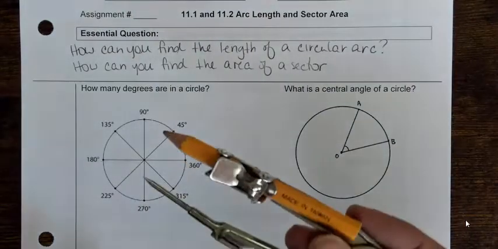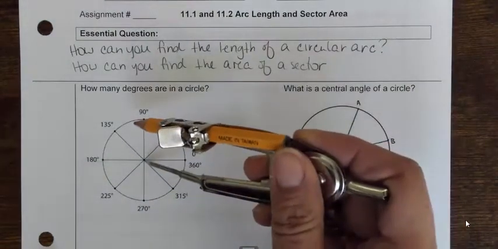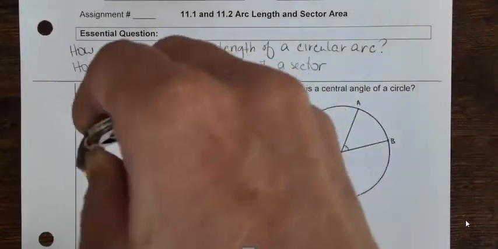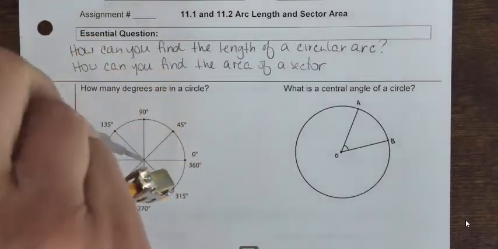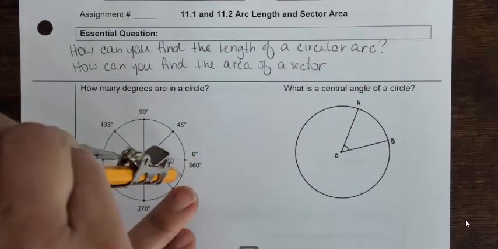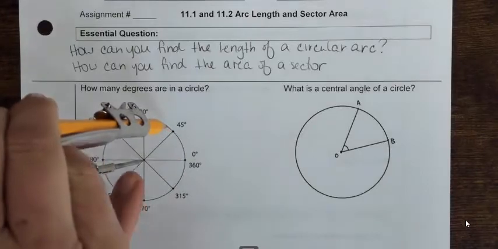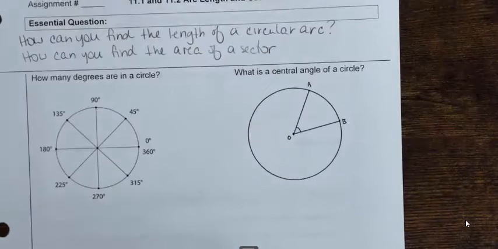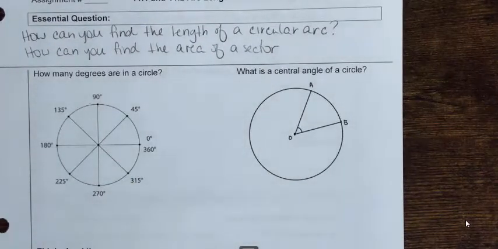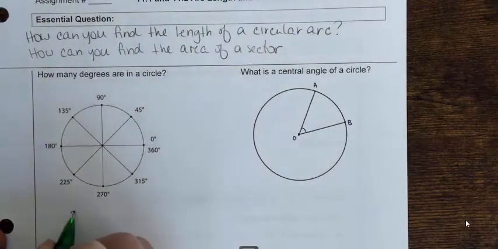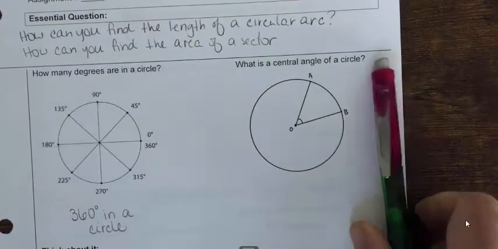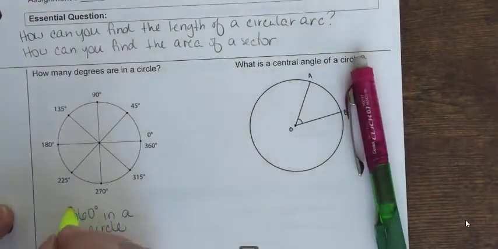I'll also maybe use my compass to show you this. If I put my compass point in the center, and I rotate all the way around the circle, having the pencil go all the way around, then what I've done is I've gone around 360 degrees. So how many degrees are there in a circle? There are 360 degrees in a circle. That's really important, and if you don't know that, you need to write that down. You need to remember that.